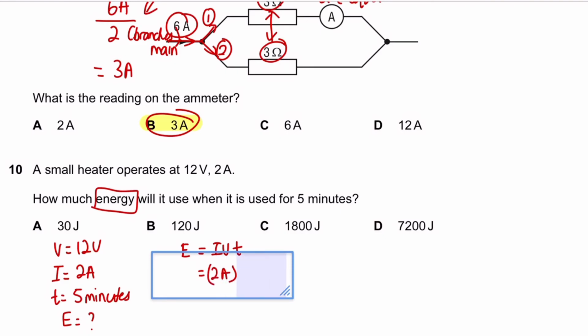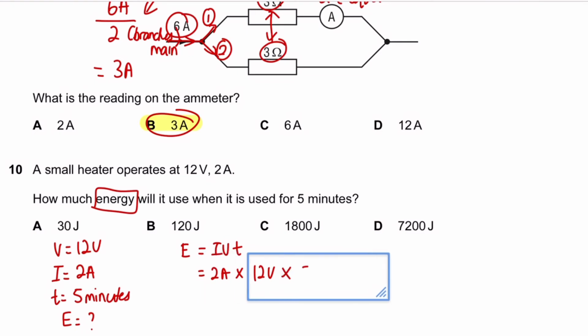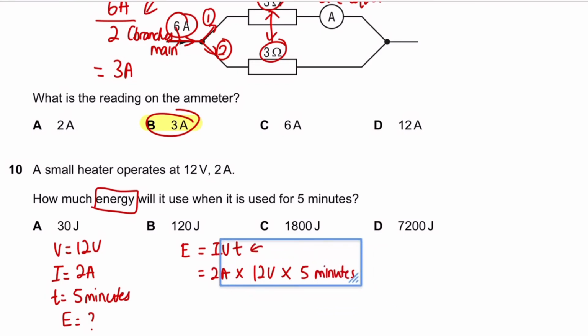Oops, maybe I shouldn't use bracket. Okay, multiplied by V. V is 12 volts multiplied by 5 minutes. But then here's the catch. The time here should be in seconds.